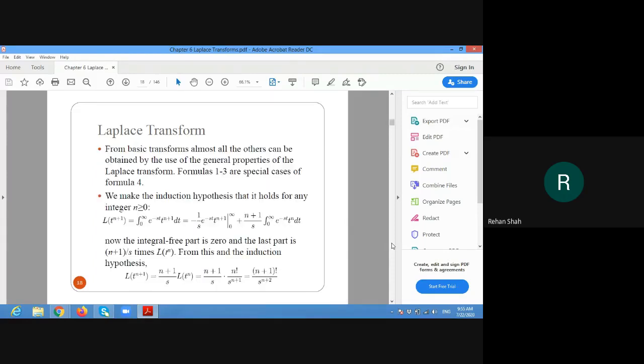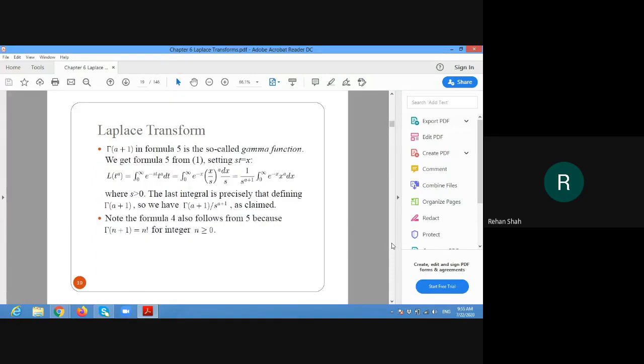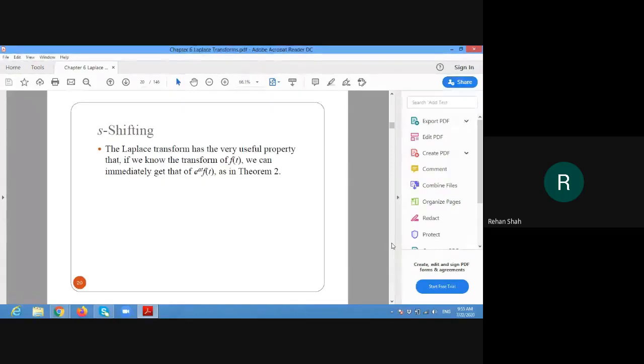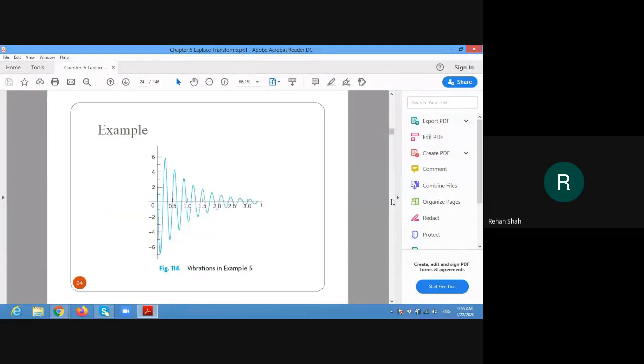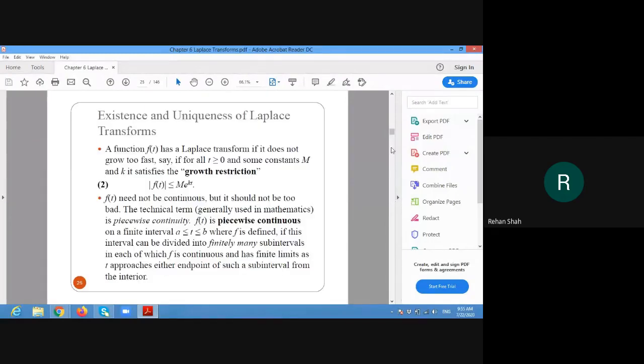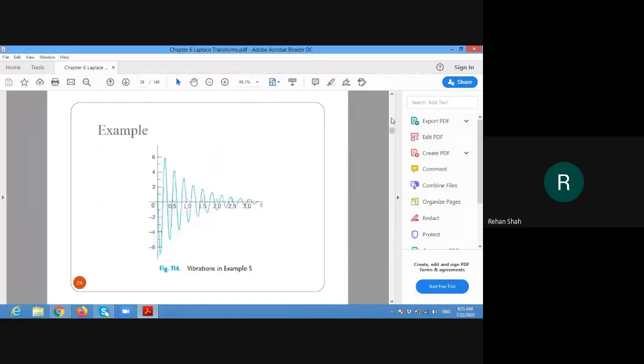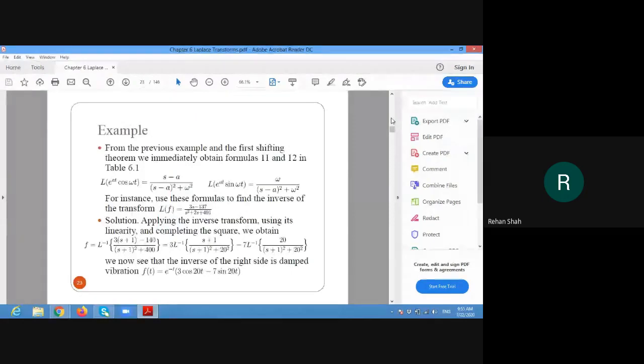So the Laplace transform of t power n, this is the shifting theorem, we have already done. The Laplace transform of e power at cos omega t is s minus a over s minus a square plus omega square. We have already done this. So up to page number 25, we have completed this lecture. After this we will study it in the next lecture. So we have completed this lecture up to slide 23. Okay, ji? Okay, sir.